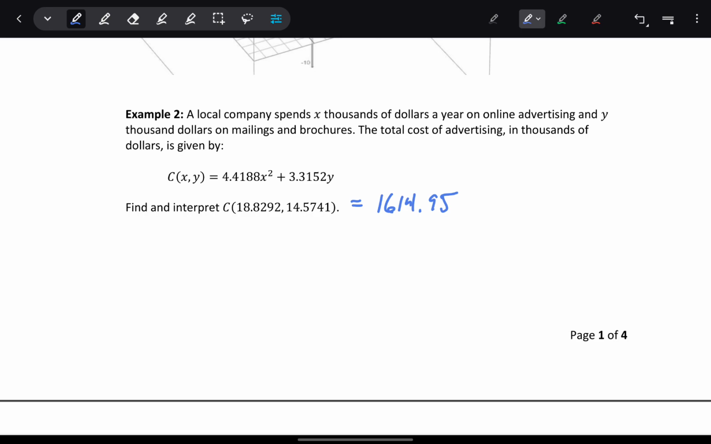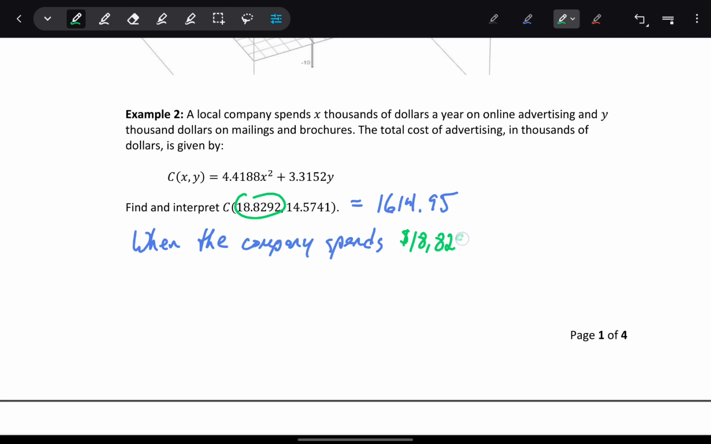1,614.95. When we get into the interpretation, we'll have to pay close attention to what X represents and what Y represents. So our interpretation in this case would be when the company spends $18,829.20 once we make that unit conversion. That's our X value on online advertising.